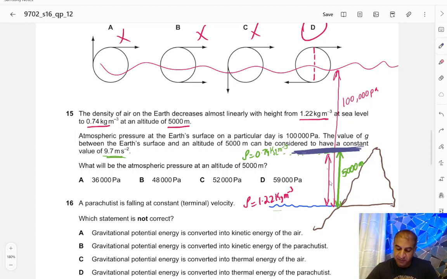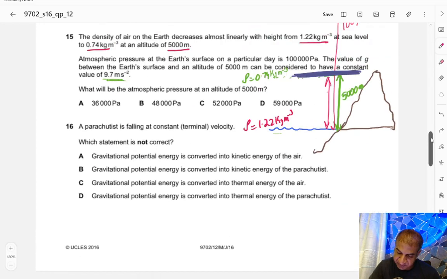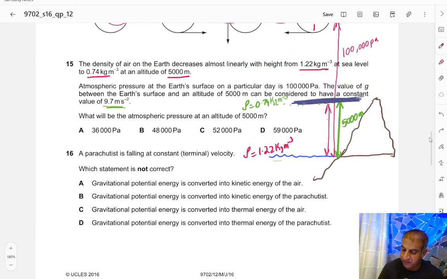For this pressure, we have to make the assumption that the density changes linearly. So that means it is decreasing directly proportionally. If the density is changing linearly, we can just find the average density and then work our way out. We can use h rho g over here because air is also a fluid. So let's just use this.